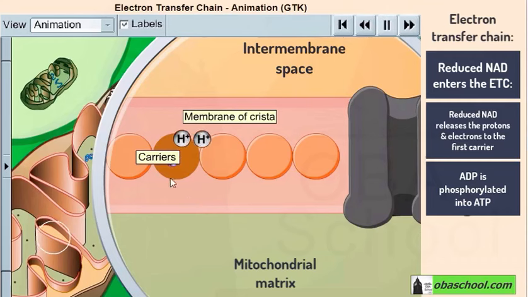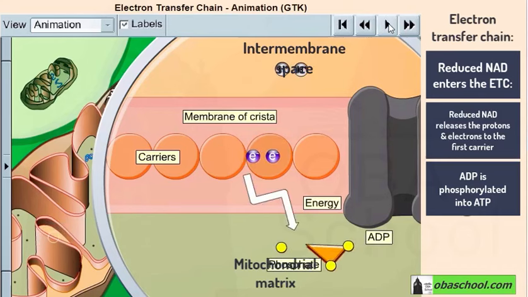Then the protons will be pumped into the intermembrane space, while the electrons continue moving through the carriers. Now these electrons will release some of the energy that will phosphorylate another ADP molecule into ATP.